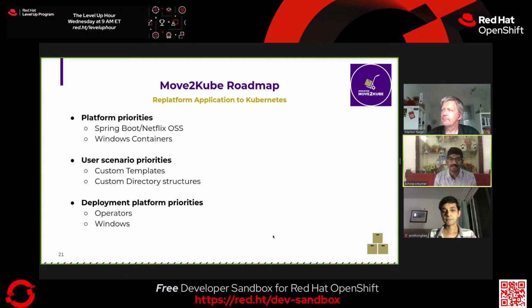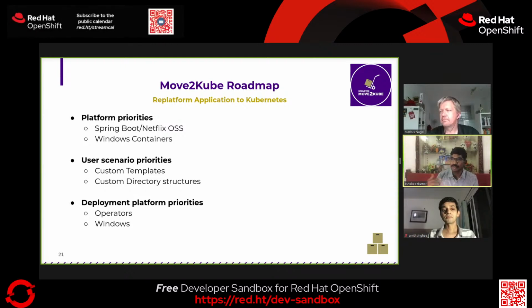Yeah, and getting into the priorities, as far as the platform priorities, as we talked about, Spring Boot and Netflix OSS are some of the top priorities that we are looking at, and we are trying to bring it natively into Move2Kube in addition to the plugins that we have. We have support for Windows containers coming up. And as far as user scenarios, we have user customization, as much customization as possible. And as far as the deployment flows are concerned, we are looking at operators. Right now we use Helm charts. We are also looking at using operators so that the flow is much more streamlined in Kubernetes environments. Not only that, we do support Windows using WSL now. We are also looking at allowing native support for Windows, where the binary of Move2Kube runs natively on your Windows platform. Those are all the updates from the Move2Kube side.